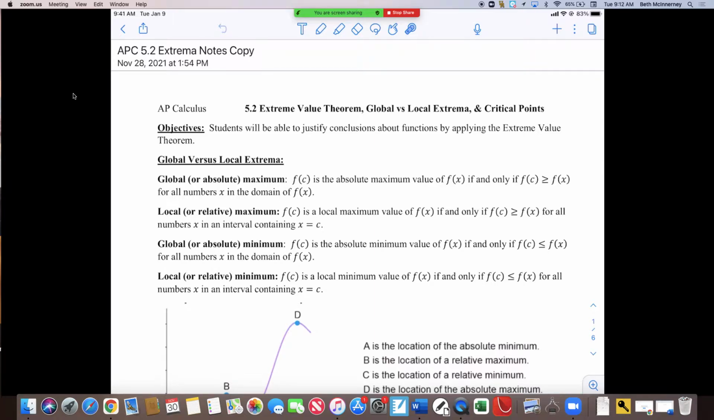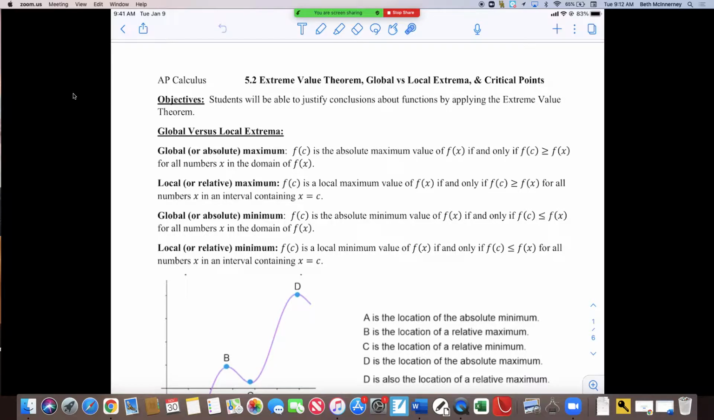We have what are called global or absolute maximum. Maximums and minimums are referred to as extrema, okay? So for the global or absolute maximum, f of c is the absolute maximum value of f of x if and only if f of c is greater than or equal to f of x for all numbers x in the domain of f of x. In other words, it's the highest y value anywhere on the graph, okay?